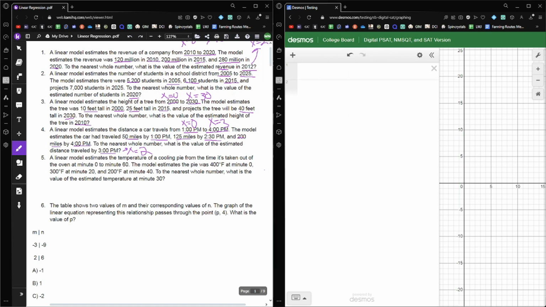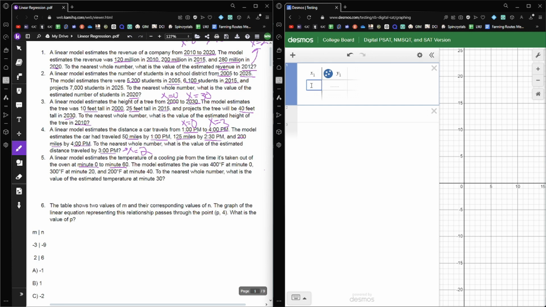Question number 5. A linear model estimates the temperature of a cooling pie from the time it's taken out of the oven at minute 0 to minute 60. So thankfully this one actually starts at 0. So this one's obviously x equals 0, x equals 60. The model estimates the pie was 400 degrees at minute 0, 300 degrees at minute 20, and 200 degrees at minute 40. To the nearest whole number, what is the value of the estimated temperature at minute 30? This one's pretty easy. The x values are going to be the minutes, and the y values will be the temperature, and thankfully, it actually starts on minute 0.